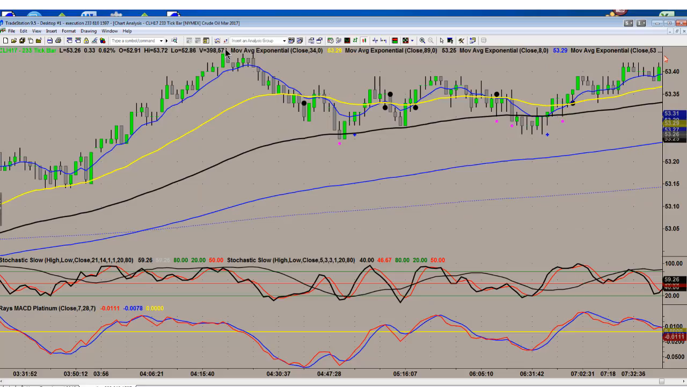Now, what I'm showing you here, I'm going to show some chart techniques that I use as an instructor. I'm going to show you that we have some dots. This black dot is when the 8 exponential moving average is underneath the 34. I'm going to show you these little two dots when we have an 89 bounce.